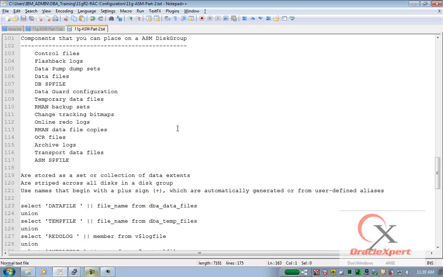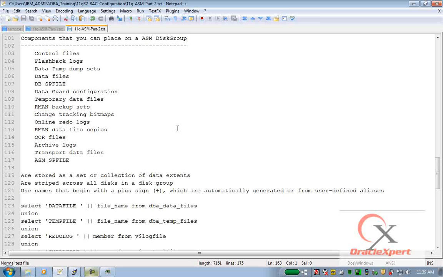You can keep the control file of your database, flashback logs if you have enabled fast recovery area, and Data Pump dump sets. If you are taking an export dump, your Data Pump dump set can be kept in a directory, and that directory object can point to some disk group, which is possible. Your data files, the SP file of your database. If you have enabled the Data Guard configuration, then you can also keep the Data Guard configuration file. You can keep your temporary data files or temp files. RMAN backup sets can also go to a disk group.